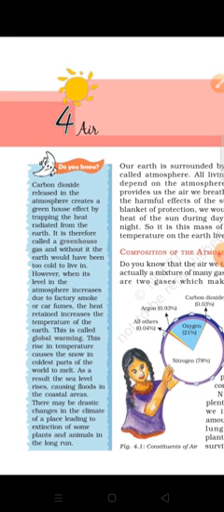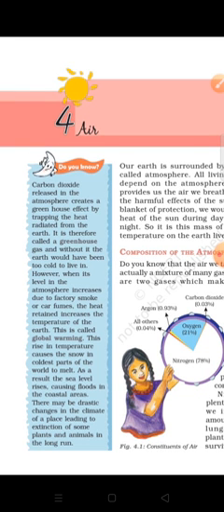Now we learn about carbon dioxide. The atmosphere creates a greenhouse effect by trapping the heat radiated from the earth. It is therefore called a greenhouse. Who is mainly responsible? Carbon dioxide, CO2, that is called. Without it, the earth would have been too cold to live in. However, when the level of CO2 in the atmosphere increases due to factory smoke and car fumes, the heat retained increases the temperature of the earth. This is called global warming.